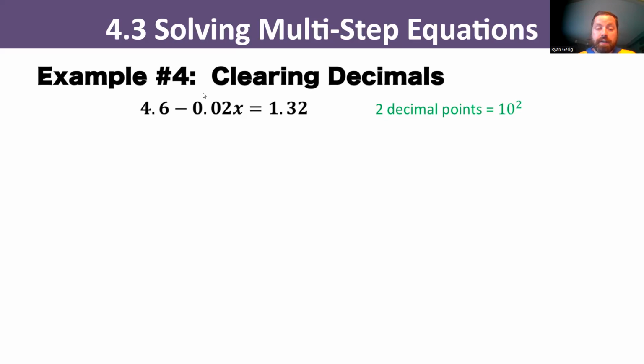Now you might be thinking, well, I only have to move this one once and this one twice. You have to take the biggest. So I'm moving this one twice. I have to move all of them twice. So that's what I'm going to do. I'm going to multiply both sides by 100.